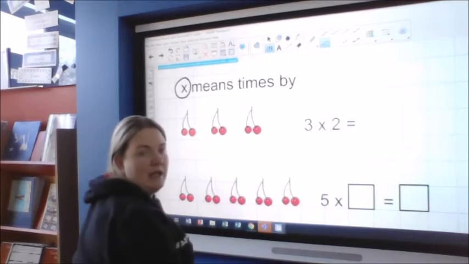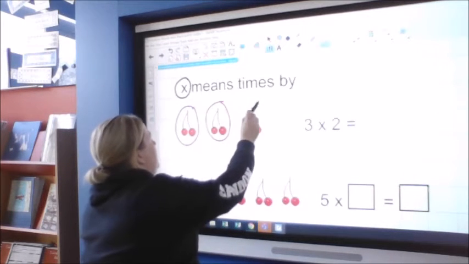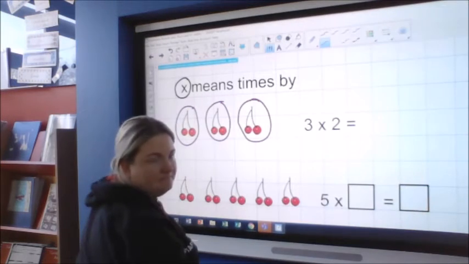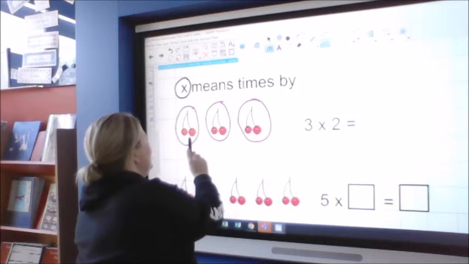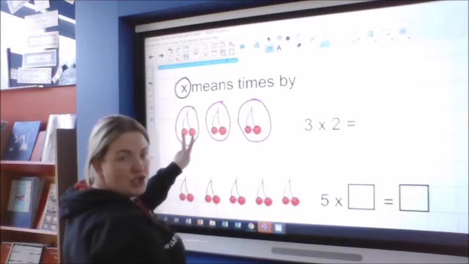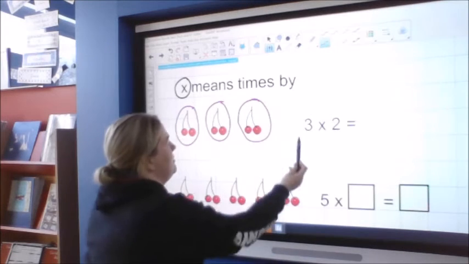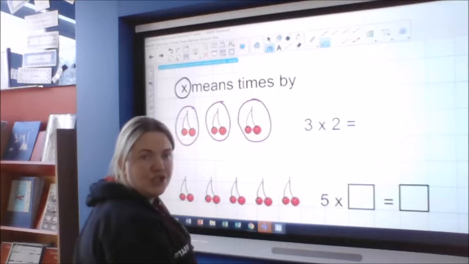We have got 3 lots of cherries. One group here, one group here, and one group here. So there's 3 lots of cherries, okay? 3 groups of cherries. And in each group there are 2 cherries. So there's 2 there, 2 there, 2 there. So our multiplication number sentence is 3 times 2.